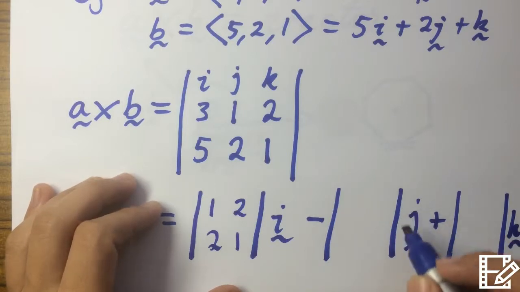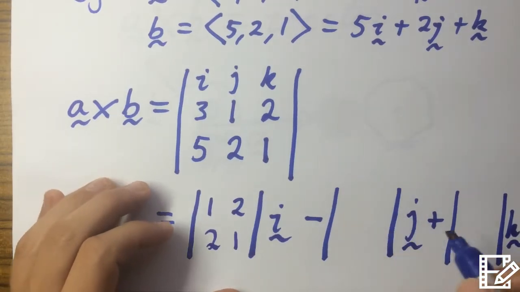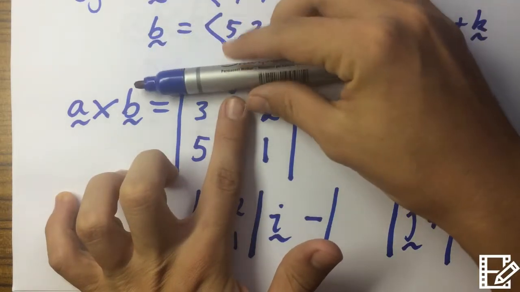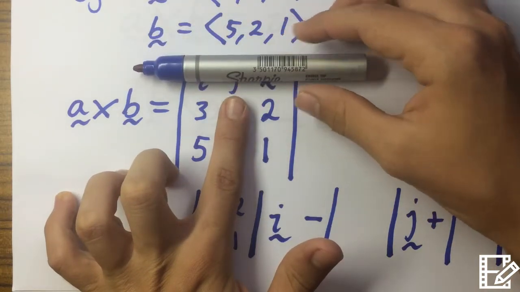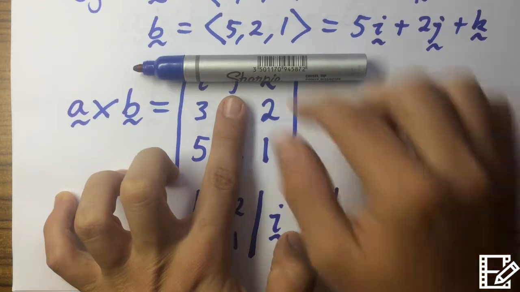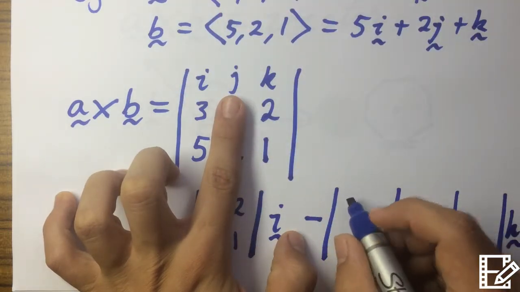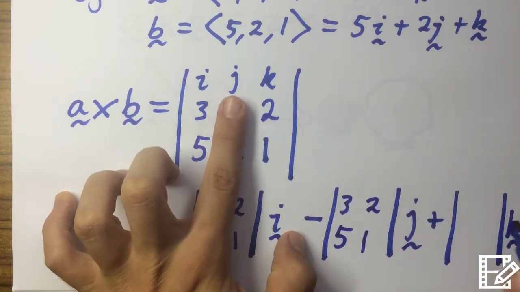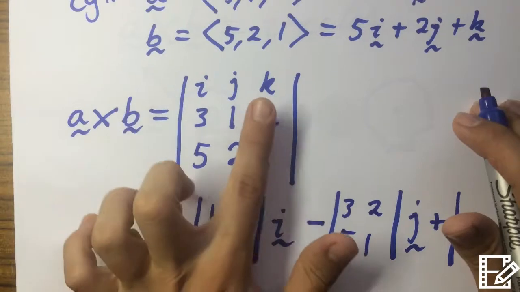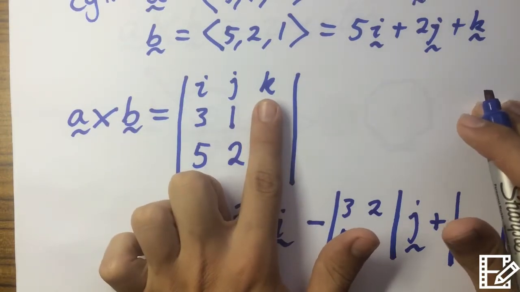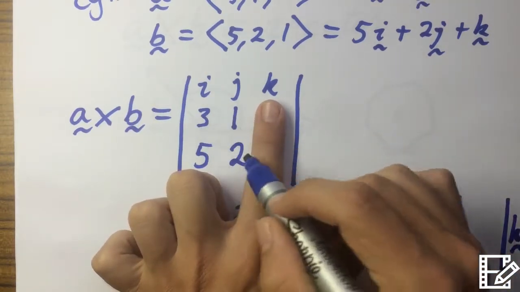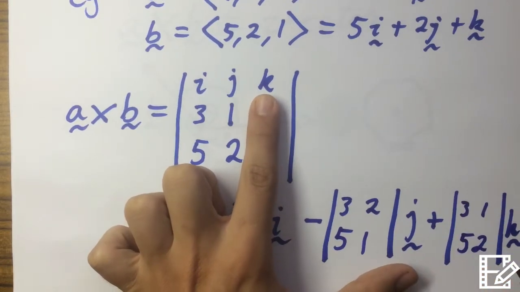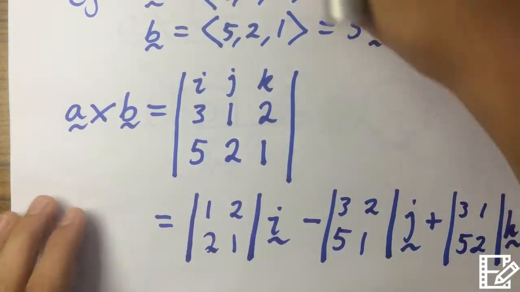And now we need some J values. We need 4. So what we do is we cover up the J, and we cover the top, and the values we have are 3, 2, 5, and 1. And then for the K, just like with all the others, we cover up the K values, and we're left with 3, 1, 5, and 2.